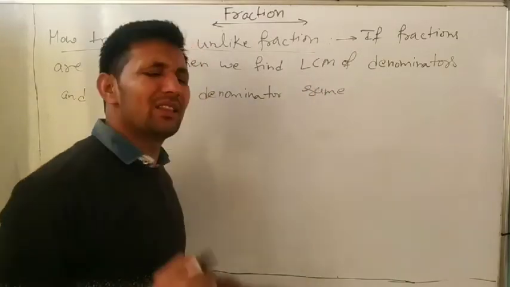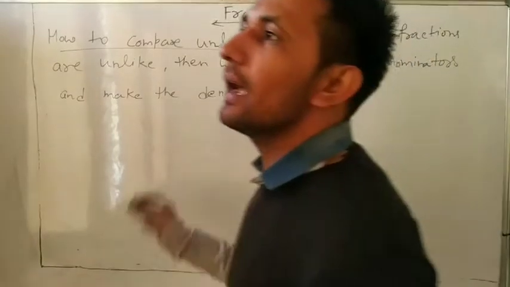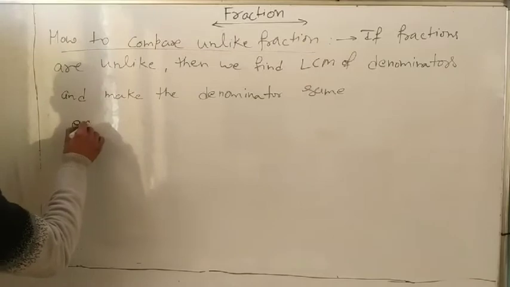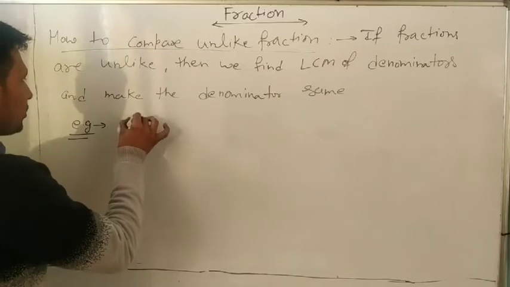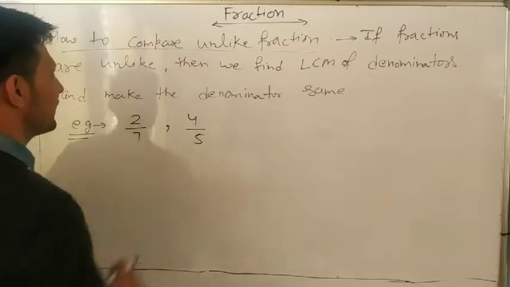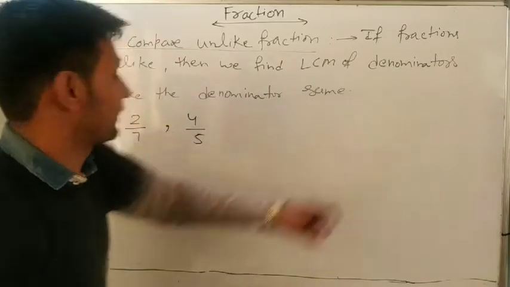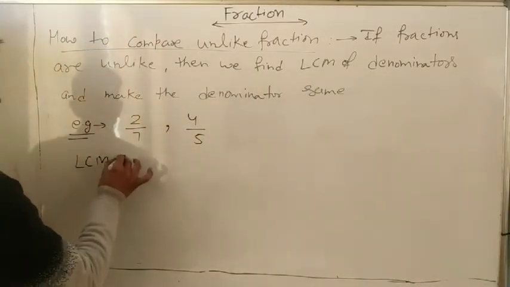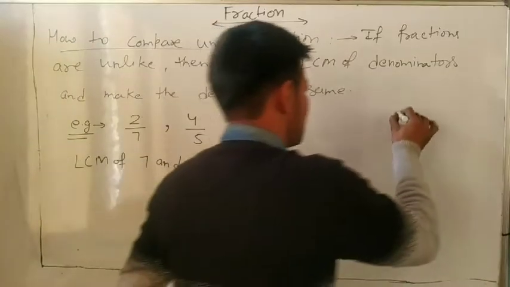Always remember one thing: we will make the denominator the same. And how can we make the denominator the same? By taking the LCM. So for example, suppose 2 by 7 and 4 by 5. Which one is greater? First we will find the LCM of the denominators. So what is the LCM of 7 and 5?